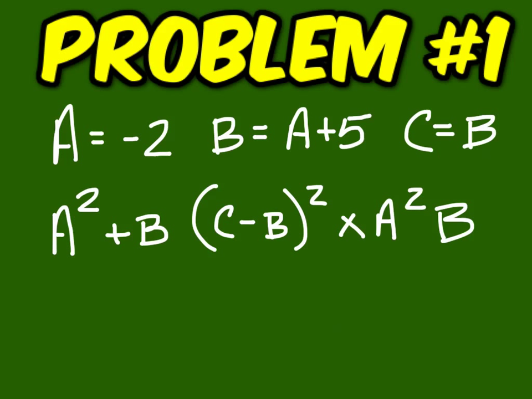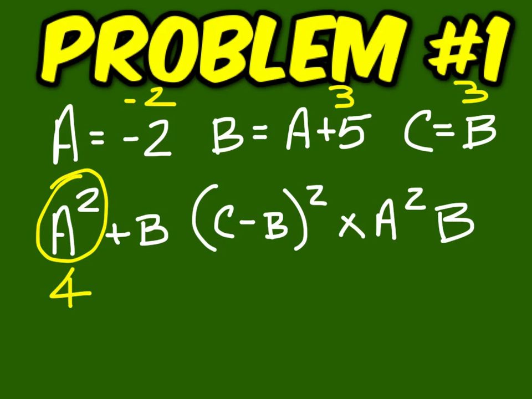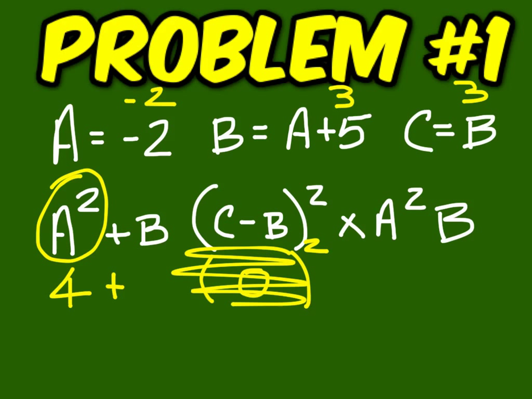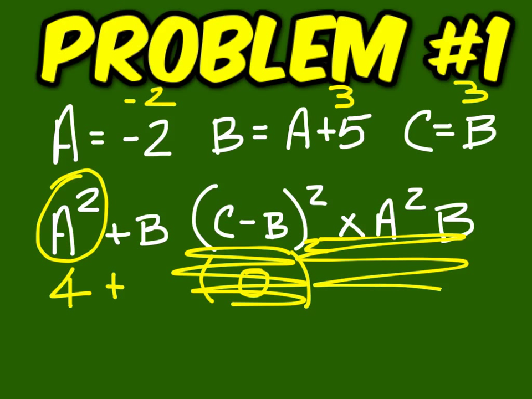Well, A is -2, so that's given, but B is A plus 5, so that's a positive 3. And C is the same as B, so that's also a positive 3. If I square this, it's a positive 4. Inside this here, if I have C minus B, that's a 0. 0 squared is 0, times B is still going to be 0. So that's gone. So it's 4 plus. Actually, this whole thing is gone. So the answer should come out to be 4.